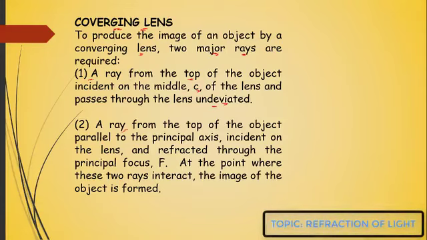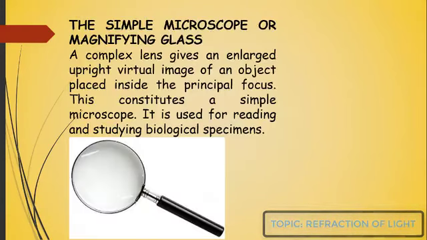Then we have the second ray that has to pass from the top of the object through the principal focus, which is F. At this point, where the two rays will interact or intersect with each other, we say the image is formed. Now let's talk about a simple magnifying glass or a simple microscope. A microscope, put simply, is a glass that helps us to see objects bigger than they really are.